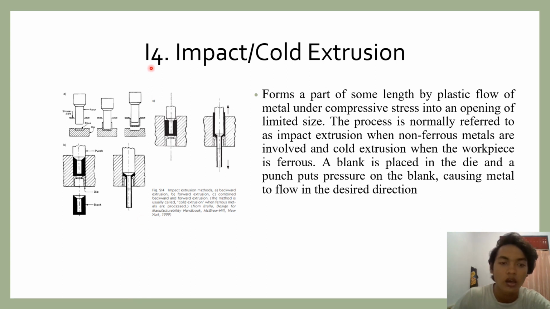Okay, next, I4, impact extrusion, or cold extrusion of a part. It involves plastic flow of metal under compressive stress through an opening of limited size. The process is normally referred to as impact extrusion. It is improved for rough and collision workpieces that are ferrous. A blank is placed in the die, and pressure causes the metal to flow.